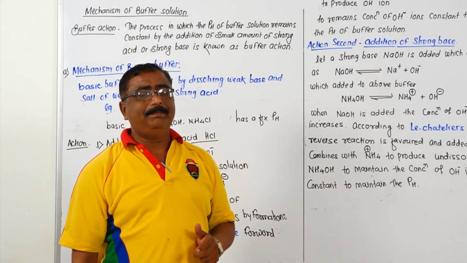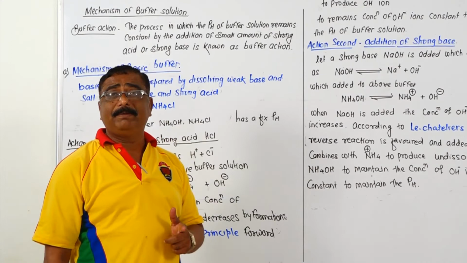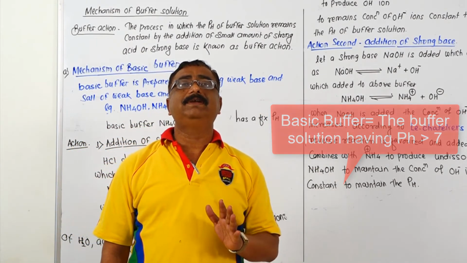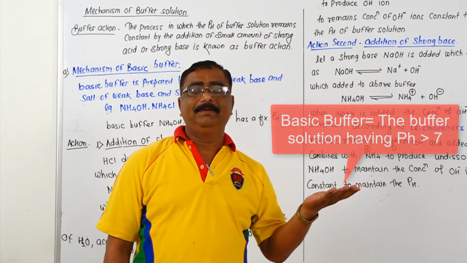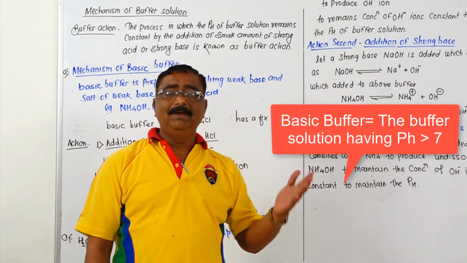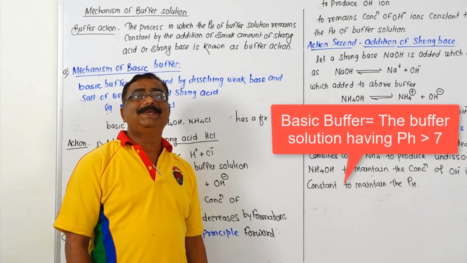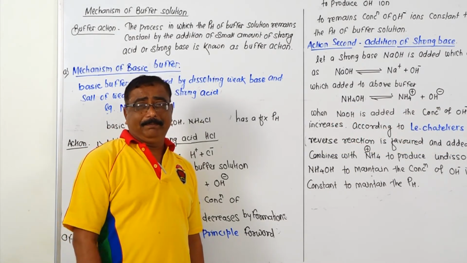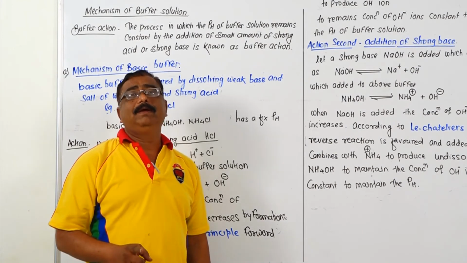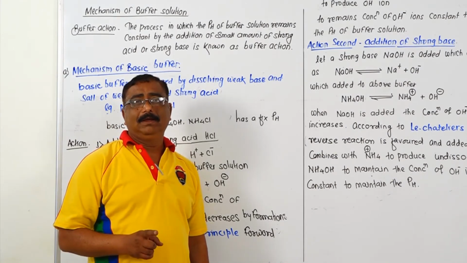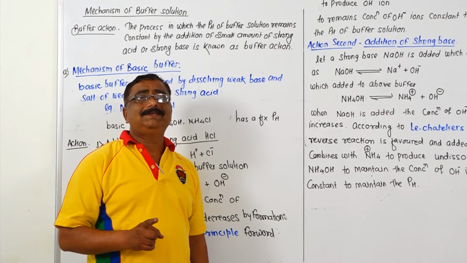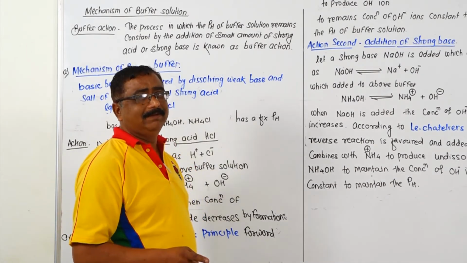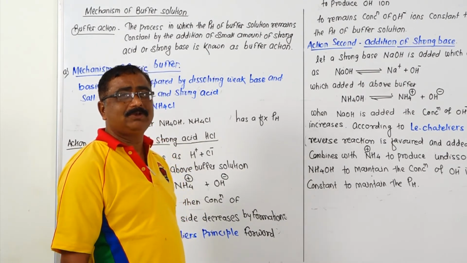Let us consider a basic buffer solution. What is a basic buffer solution? The buffer solution having pH greater than 7 is known as basic buffer solution. And how is it prepared? It will be obtained by dissolving a weak base and a salt of weak base and strong acid.